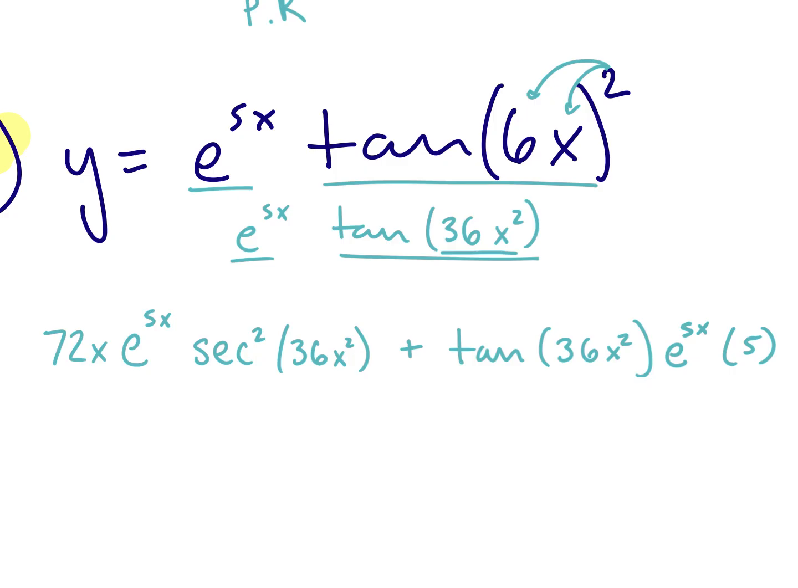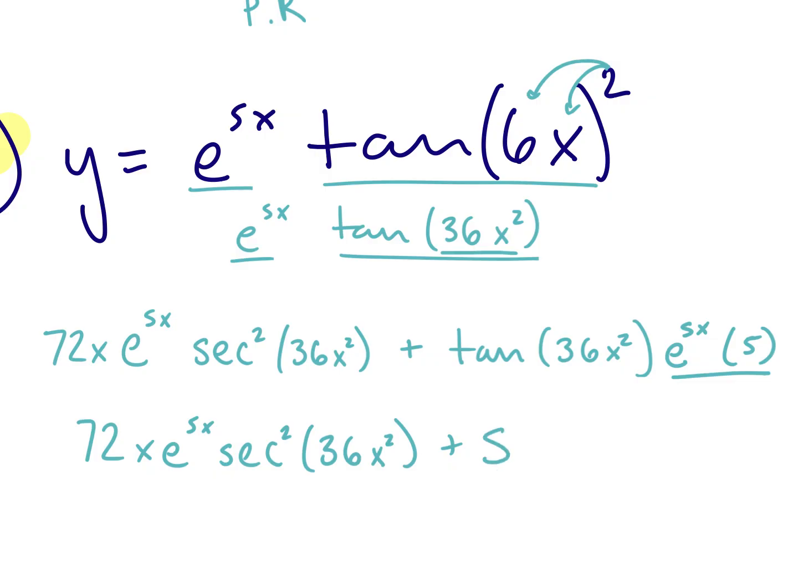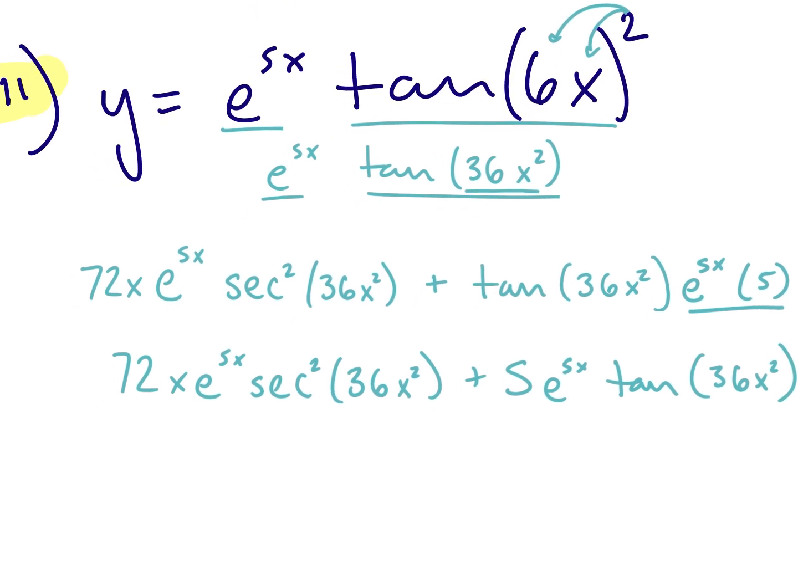We can write this a little bit neater. I already put the 72 out front. So 72x e to the power of 5x secant squared of 36x squared plus, I would just rewrite this out front, 5 e to the power of 5x tangent of 36x squared. If you wanted to take out e to the power of 5x, you can. But it's not going to help us simplify any further, so you don't have to. So this is our derivative.